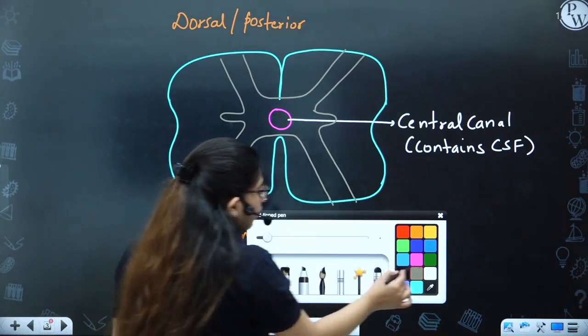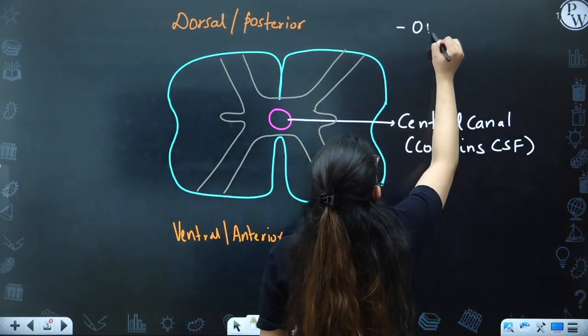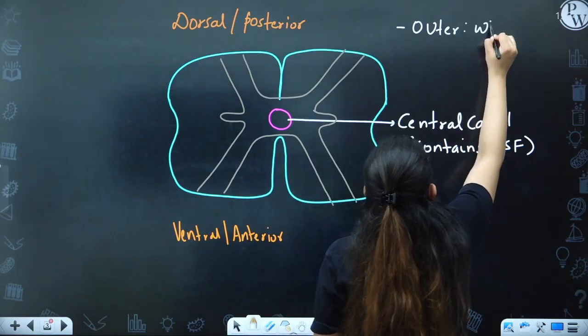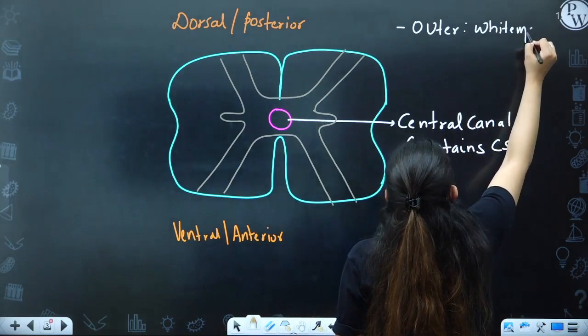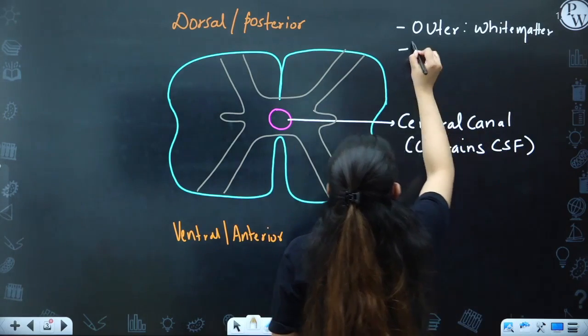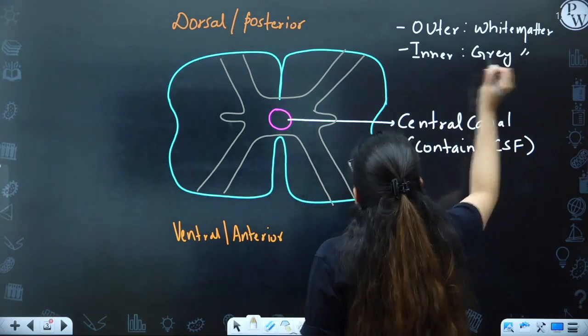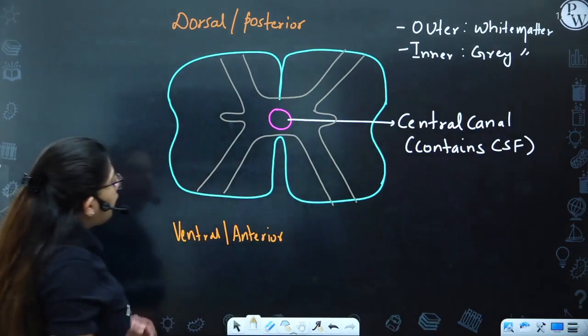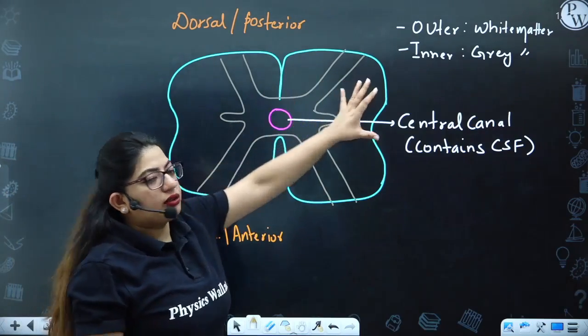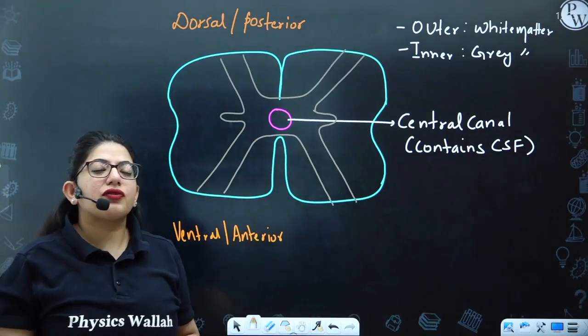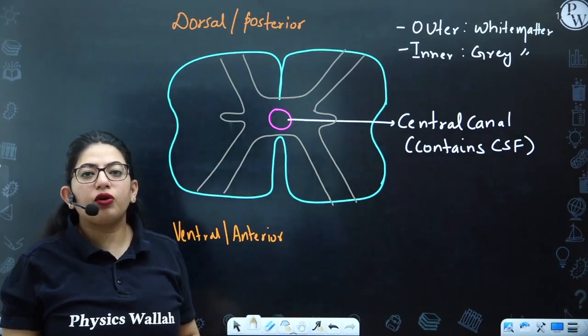All right. So here, remember, the outer is white matter and inner is gray, just opposite to that of a brain. So you can see this portion is your gray matter and this one is your white matter. Okay. So the areas of gray matter are known as horn.